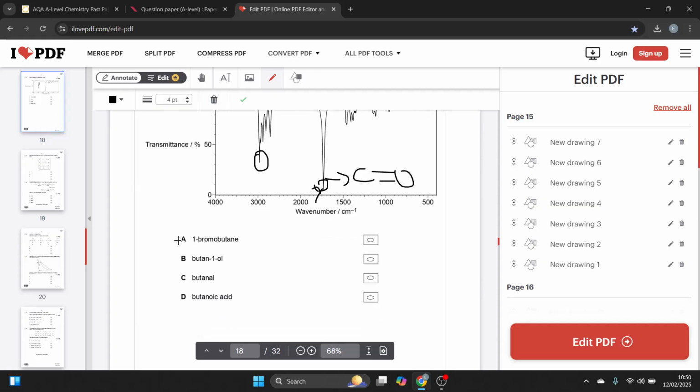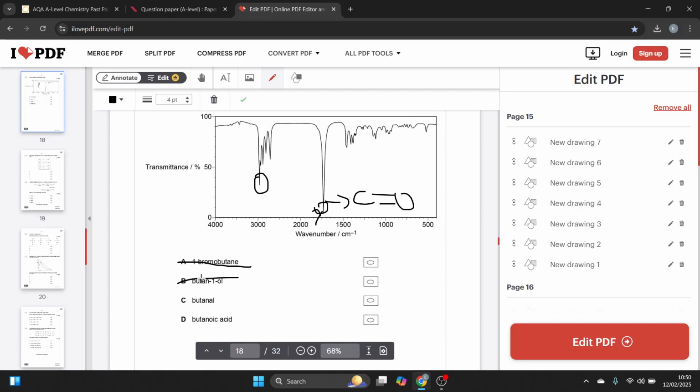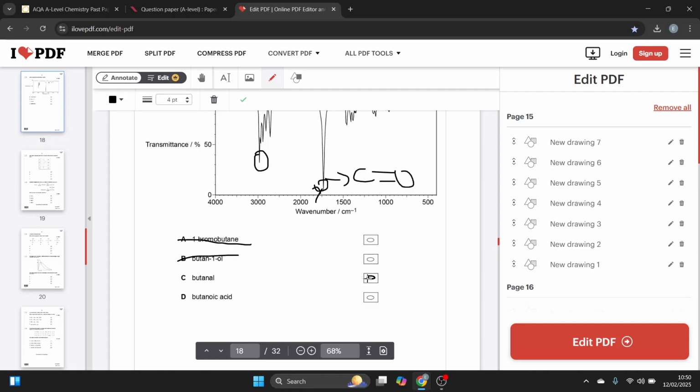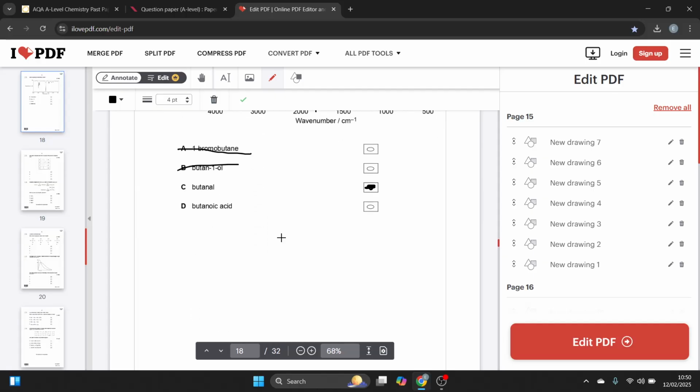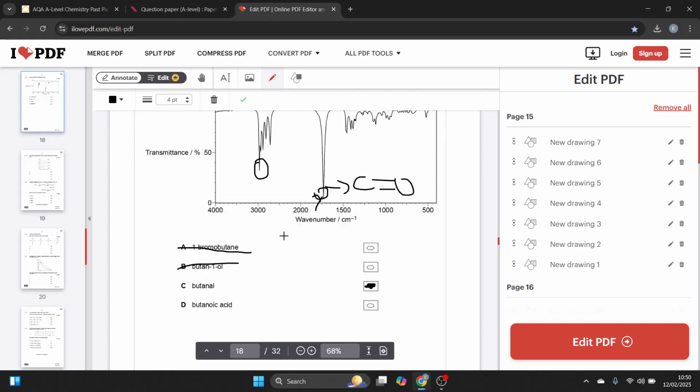So it can't be A because that's a halogenoalkane. It can't be B because that's just an alcohol. Can it be C? Yes, it can. Butanal. Butanoic acid, well, that'd be C double bond O, and then your OH. I don't have any of that. This 3000 is just for CH. So the answer would be C.